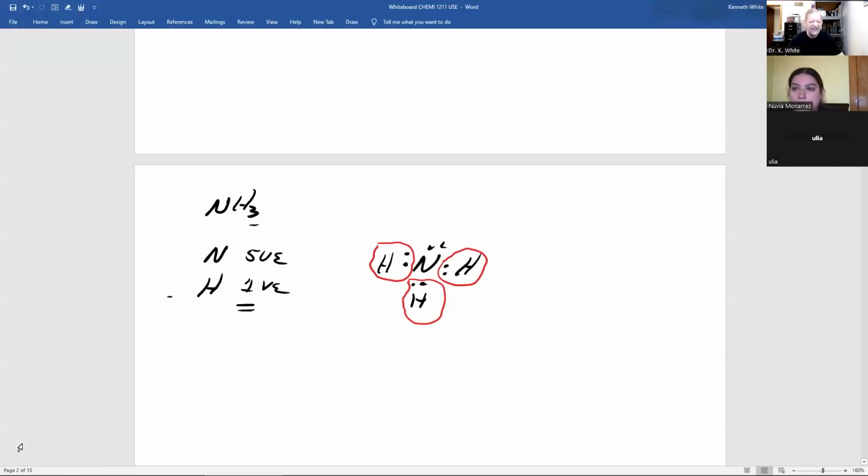What I'm showing here is the thought process you need to go through to answer this correctly. You'd have to know how many valence electrons each atom in that molecule has. And then you have to know how to put it together, like I just showed you. Does that help? Yes, thank you. You're welcome.